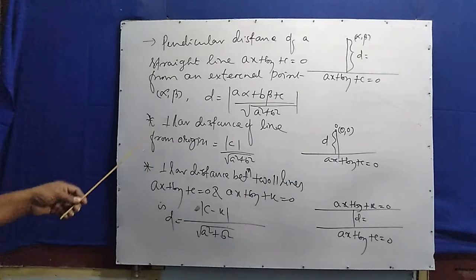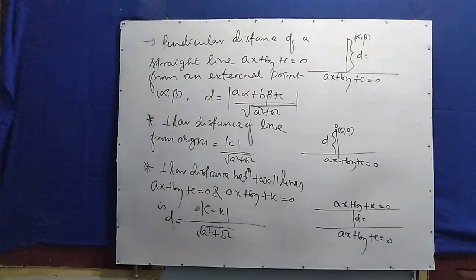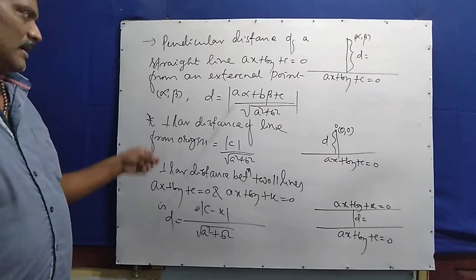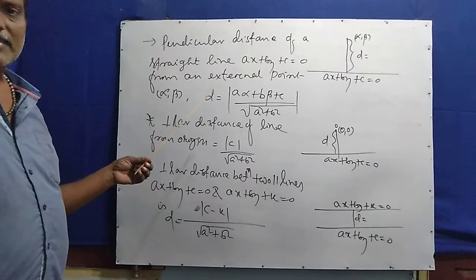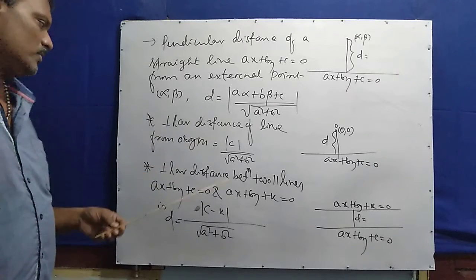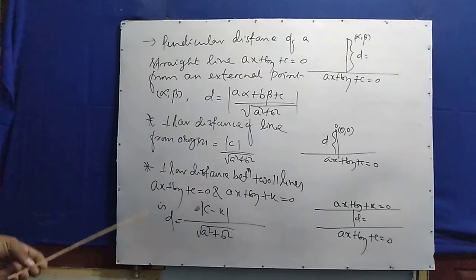So why should we use magnitude? Because distance cannot be negative. We always get the positive value. That's why we use magnitude.